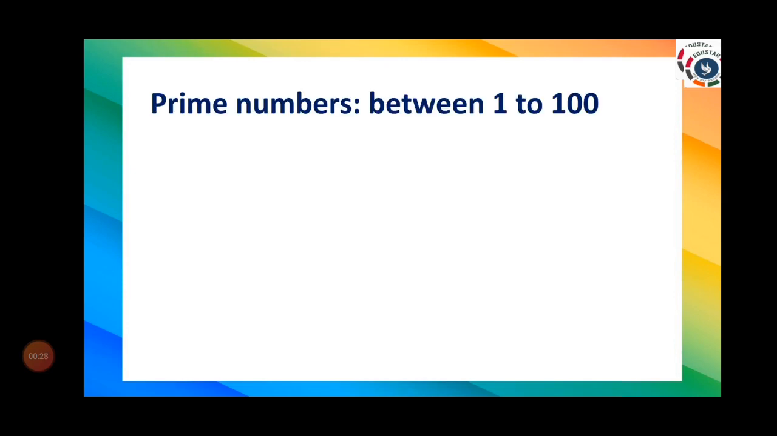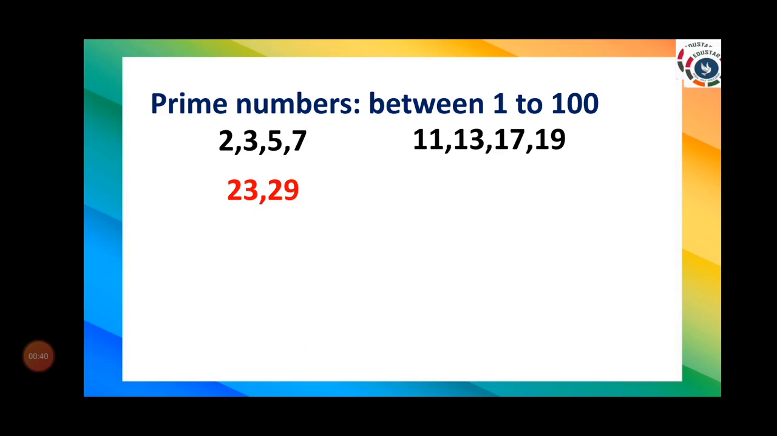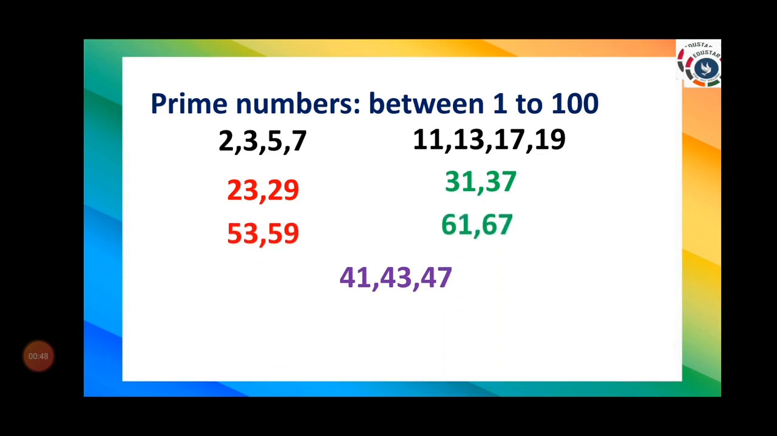Then we have already learned about prime numbers. How many prime numbers are there between 1 and 100? I'm going to recall that once again. What are the prime numbers? 2, 3, 5, 7, 11, 13, 17, 19, 23, 29, 31, 37, 41, 43, 47, 53, 59, 61, 67, 71, 73, 79, 83, 89, 97. Totally how many prime numbers are there from 1 to 100? 25 prime numbers.